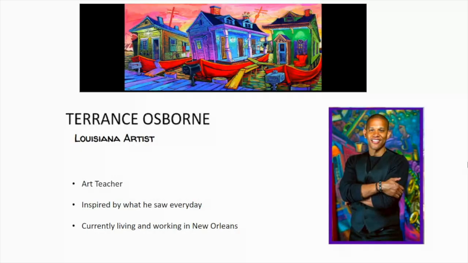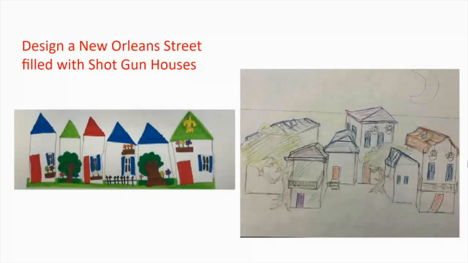Now it's time to create. There are 2 levels of this Terrance Osborne-style shotgun house lesson. In the first lesson, students will draw a row of houses. They will focus on the horizon line and color as well as fractions. In the second, more advanced lesson, students will create houses using 1-point perspective, also focusing on color and the fraction lesson.